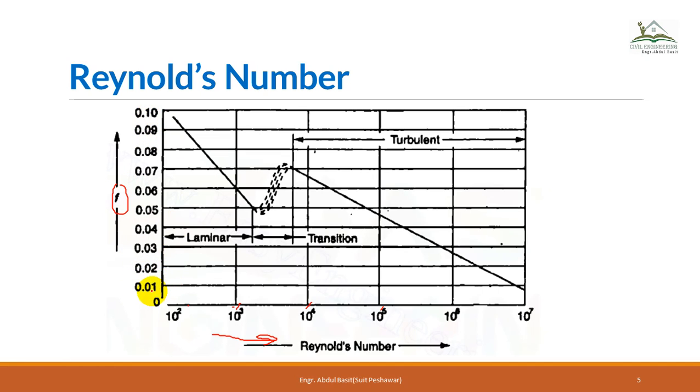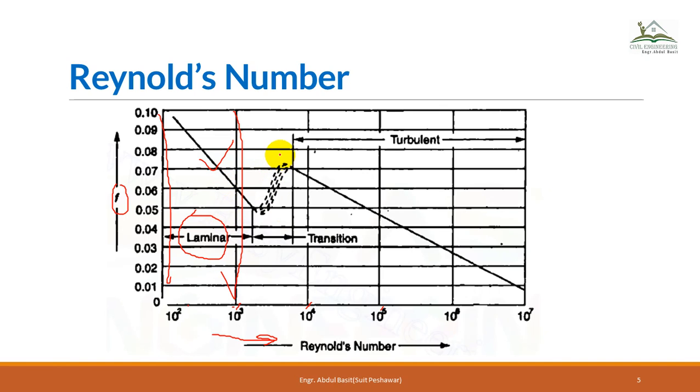As the Reynolds number increases, simultaneously we are getting a graph. Initially the friction factor is about 0.1, and the friction factor is now decreasing with the Reynolds number as well. So this zone, from here to here, is the laminar zone. Whatever flow satisfies this graph is called laminar flow.